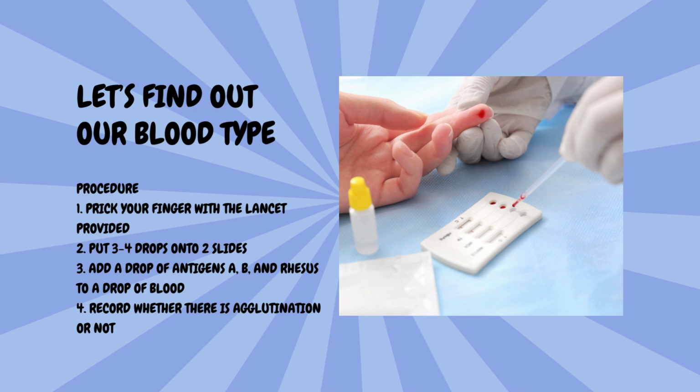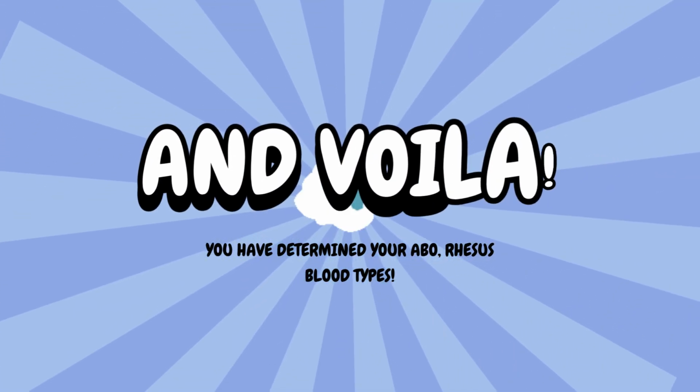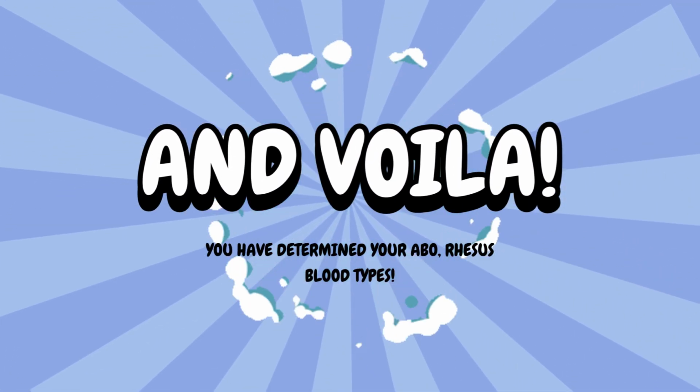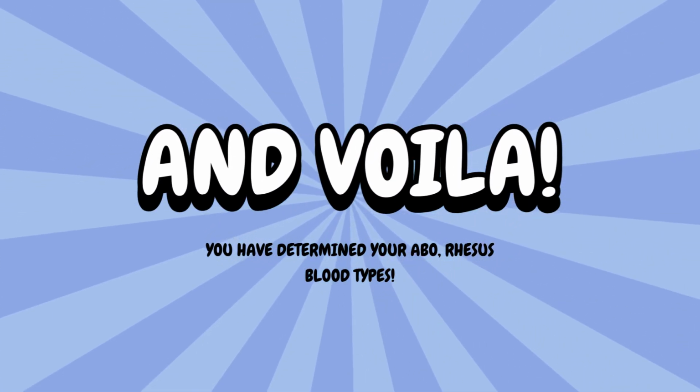For those who don't know, agglutination is the clumping of red blood cells. It'll be in reaction to the antiserum added. And that's the end of the experiment. And voila, you have now determined your specific blood type.